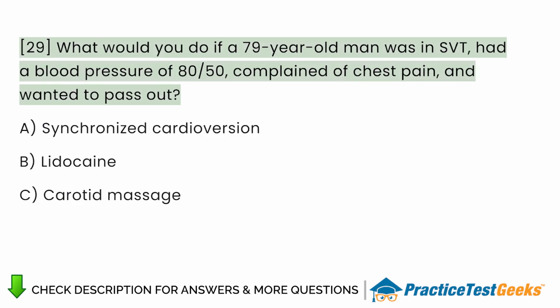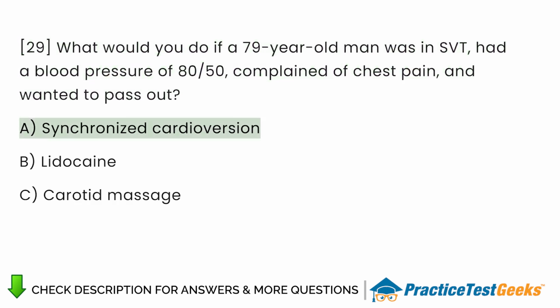What would you do if a 79-year-old man was in SVT, had a blood pressure of 80/50, complained of chest pain, and wanted to pass out? A. Synchronized cardioversion. B. Lidocaine. C. Carotid massage.